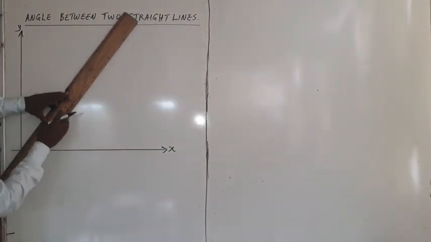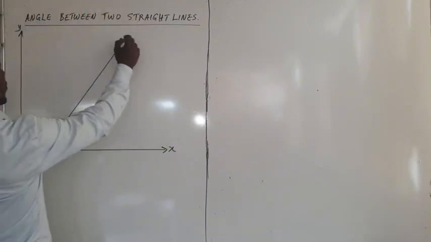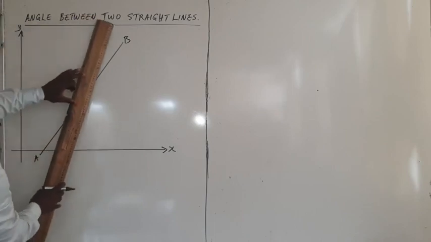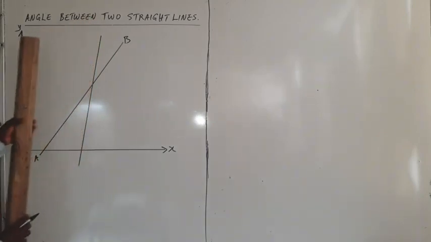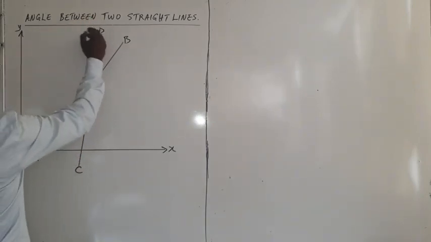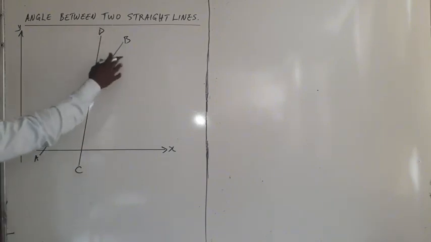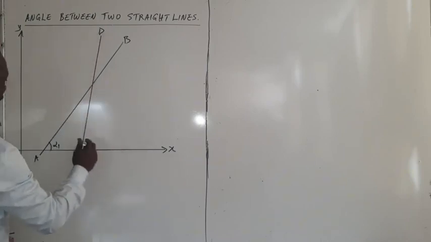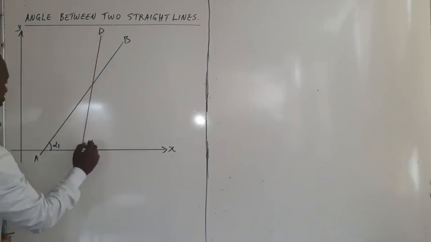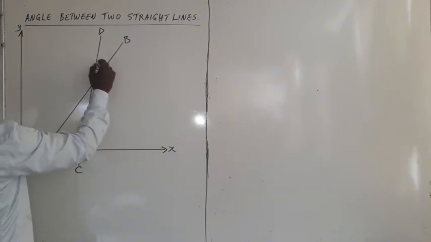We consider the straight line AB. Then we consider another straight line CD. The angle between line AB and the x-axis, we call alpha 1. And the angle between line CD and the x-axis, we call alpha 2. Then the angle between the two straight lines is alpha.